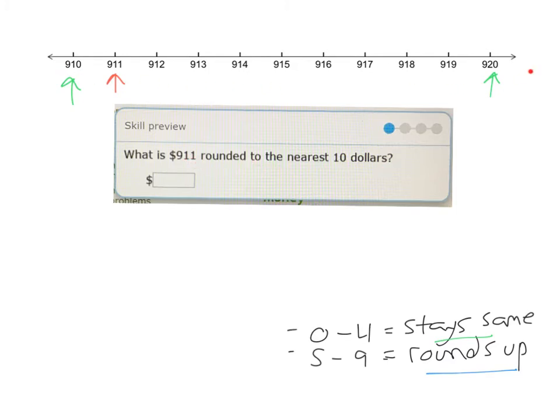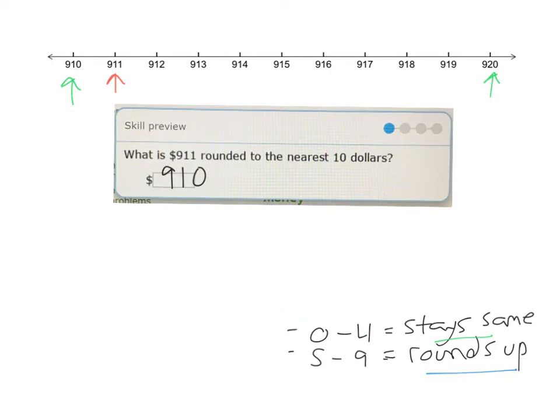So I've put in a number line here that goes from 910 to 920, indicated where 911 falls. I think it's pretty easy for you to see that 911 is clearly closer to 910, so our answer is $910. Using our rule down here, just going to indicate that.